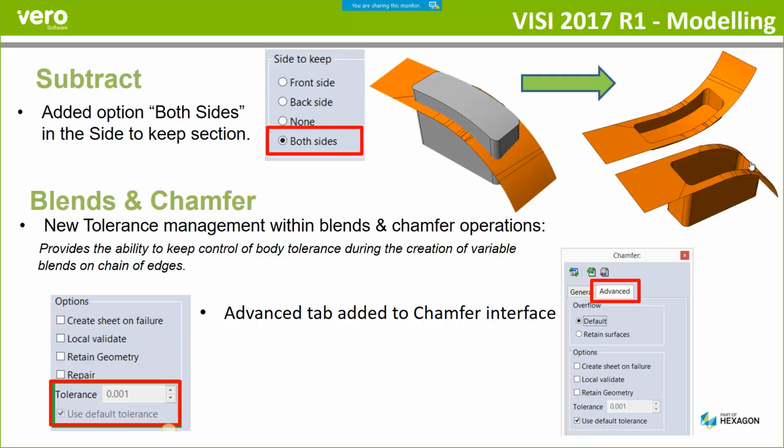So within the subtract now, within the options, there's a keep both sides option being added, which again reduces that frustration of having to run this function more than once.